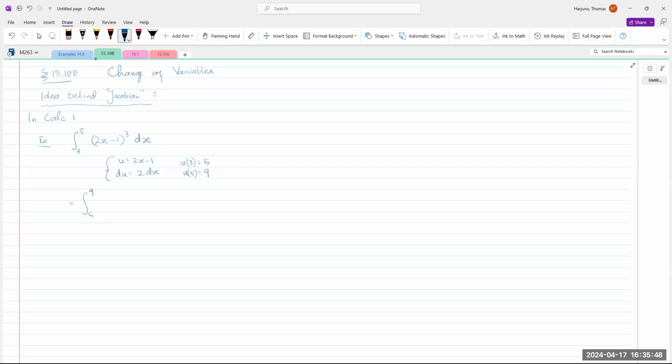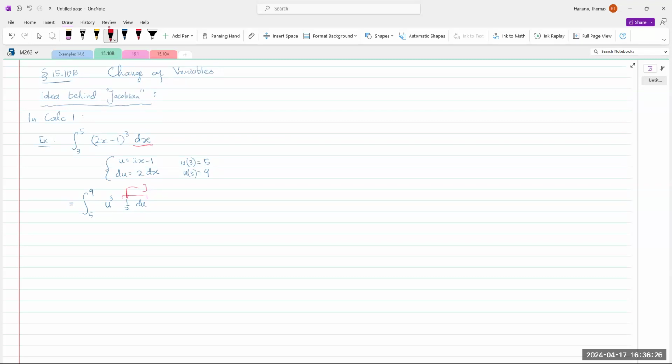And then the 2x minus 1 becomes u, right? But what happened to our dx? Our dx becomes 1/2 du, right? We usually just write it as du over 2. Now, and of course, I do expect you to know how to integrate this at this point, right? Now, what I want to point out is that notice that we suddenly have this dx becomes 1/2 du, right? And this 1/2 is actually our quote-unquote Jacobian.